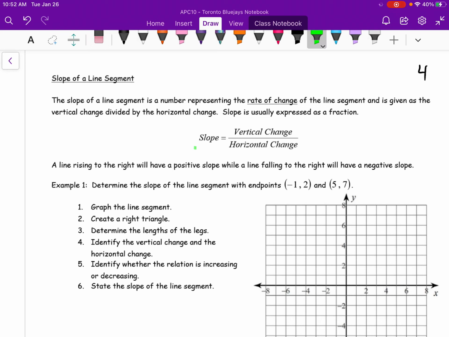So slope is going to be interpreted as this. It is the vertical change divided by the horizontal change. Sometimes you will see this as the slope is equal to the change in y, which measures vertical, over a change in x.